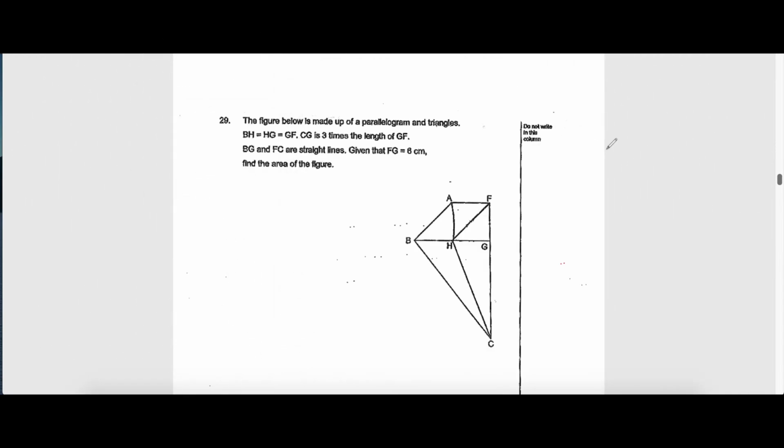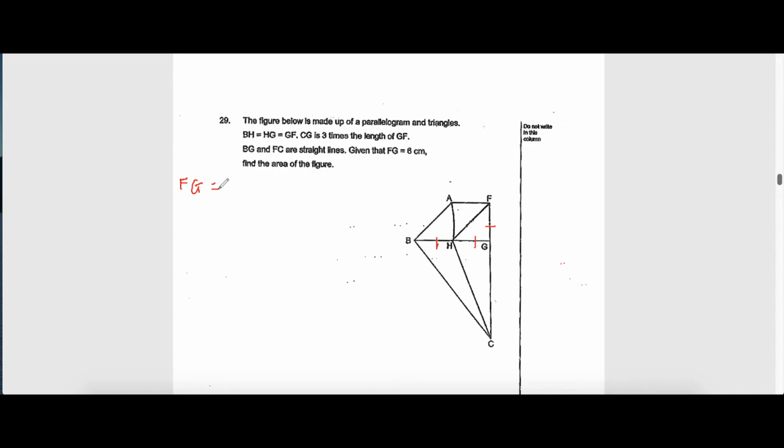Alright, for question 29. The figure below is made out of a parallelogram and triangles. BH equals HG equals GF. Okay, so these three are the same. And this means that FHG is basically an isosceles triangle, alright? So let's move on. CG is 3 times the length of GF. Okay, so BG and FC are straight lines. Okay, so given that FG equals 6 cm, we're just going to start doing.